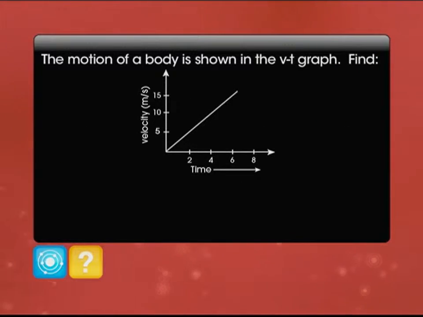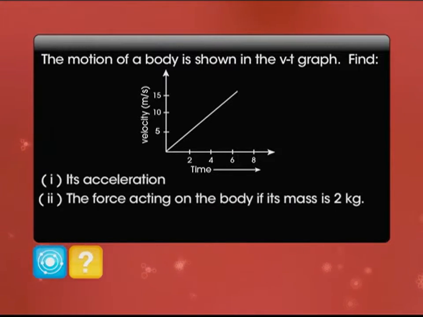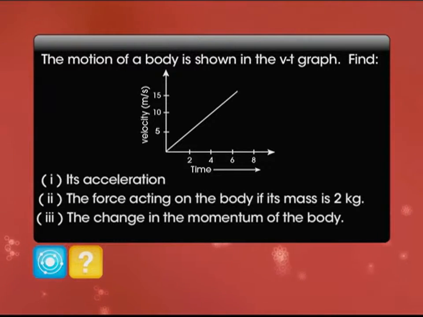The motion of a body is shown in a VT graph. Using the VT graph, find 1. Its acceleration, 2. The force acting on the body, 3. The change in the momentum of a 2 kilogram mass. This question could come for 3 marks.